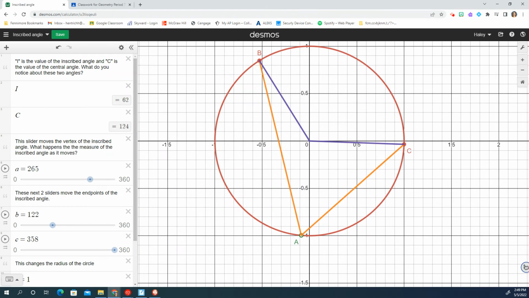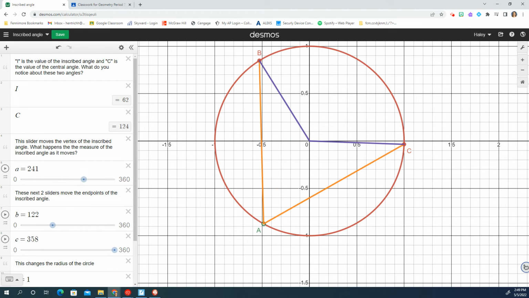So here's my visual. It says I right here is the value of the inscribed angle. So the inscribed angle is the orange one. C is the measure of the central angle. That's the purple one. So you can see that the central angle is double the inscribed angle. And I can move A around, but notice how it's not changing the intercepted arc, right? Even if I slide A around, it's still forming that same arc, so those angle measures don't change.